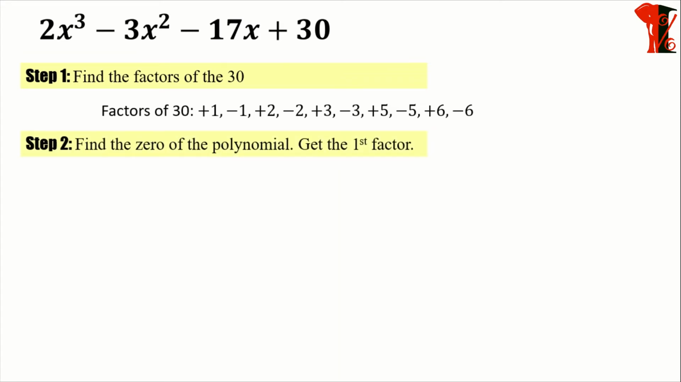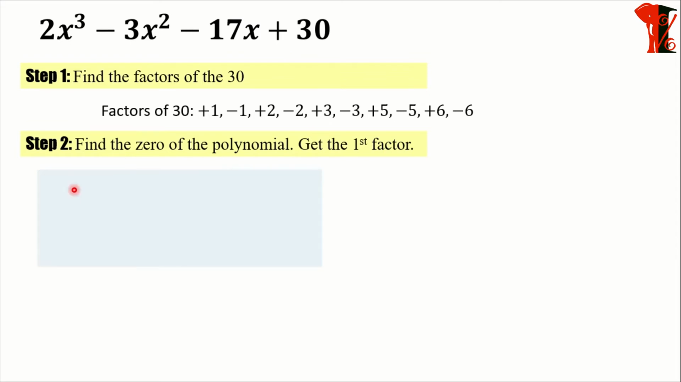Find the zero of the polynomial. What exactly do I have to do? I have to take each of the values. Here I am going to take plus 1 in the given polynomial, then minus 1 in the given polynomial, and plus 2 in the given polynomial. Like that I will go on taking, till I get the value of this polynomial as 0. Once I get the value of the polynomial as 0, the work is done. That means we got the factor. Let us see how to get this.